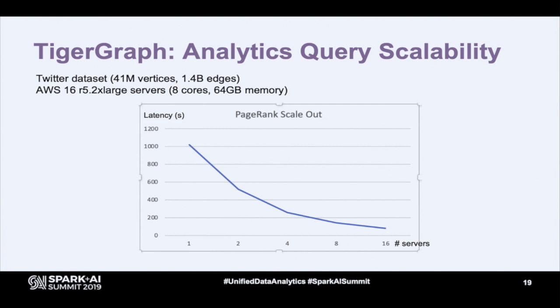It's not completely linear because there's networking communication between those servers, which cannot be reduced when you add more servers. This is very typical for graph computation platforms, which we also observe from other platforms as well. So this is about analytics queries, or large query scalability.